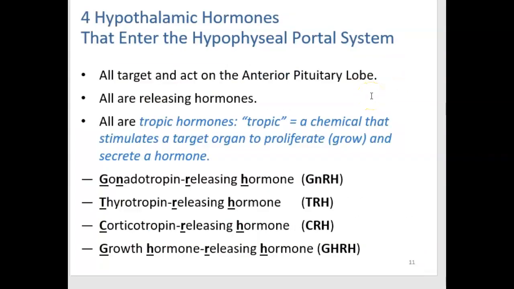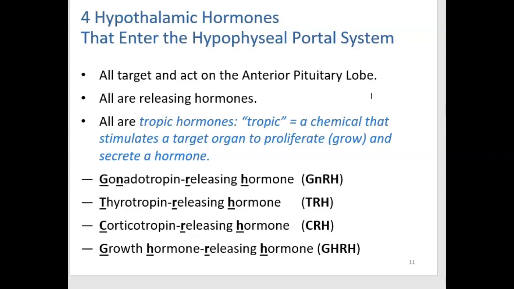Now there are 4 other hormones made by the hypothalamus, but these enter that hypophyseal portal system. All of their actions will be on the anterior pituitary gland, and we call them all releasing hormones because they're going to tell the anterior pituitary lobe to release a hormone. There's this other term called tropic. A tropic hormone, or anything that's tropic, stimulates a target organ to grow and to secrete a hormone.